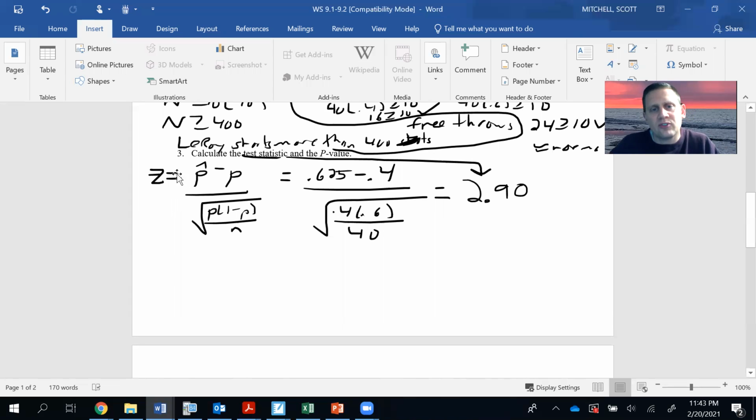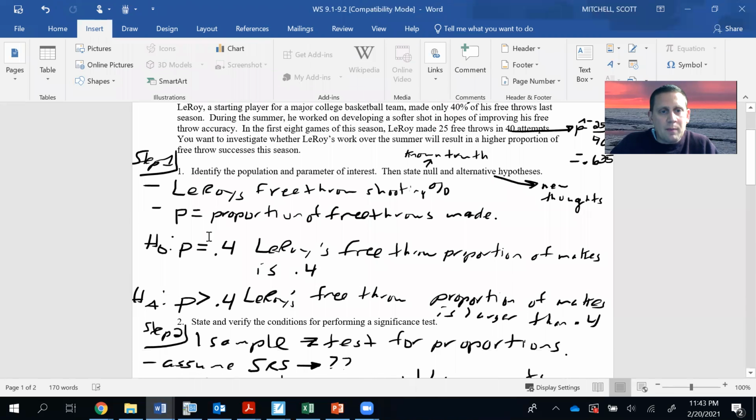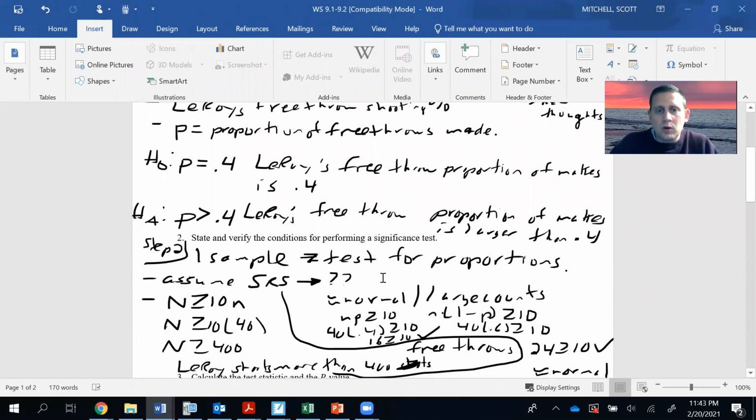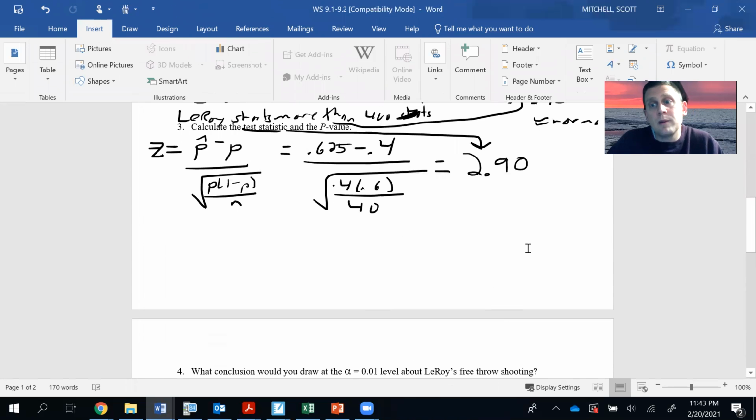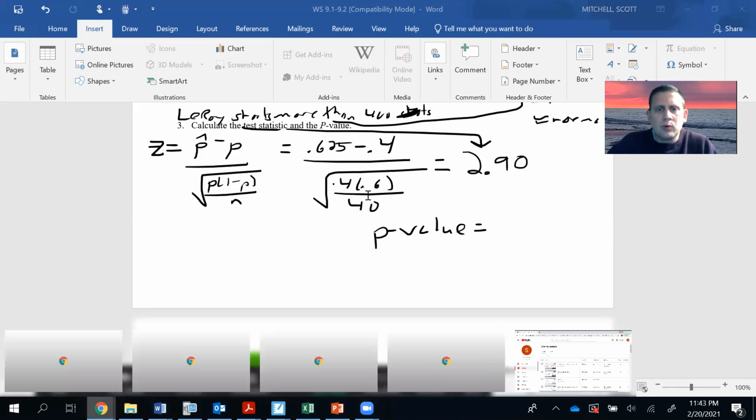You don't call it a test statistic. You don't call it a p-value unless you have hypotheses with it. So we're going to call it a p-value. It's really just the probability that we found before using z-scores or normal CDF. Okay. So it's really the same thing, except it has context. The context is we're doing hypothesis testing. So now we need to find the p-value. We could do normal CDF, but since we're doing it all by hand, I am going to use the table. So let me pull up my table here.